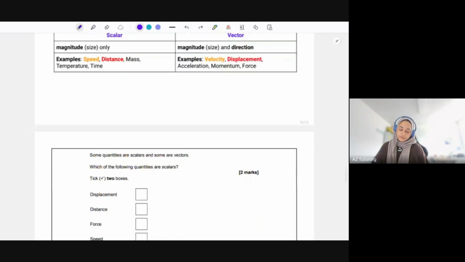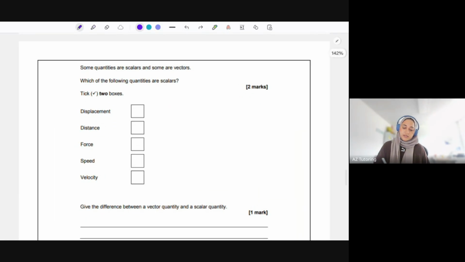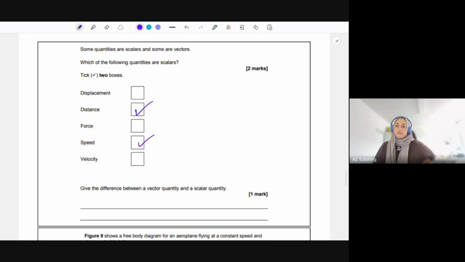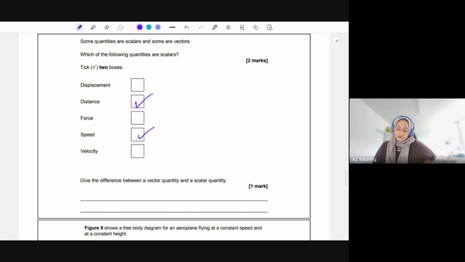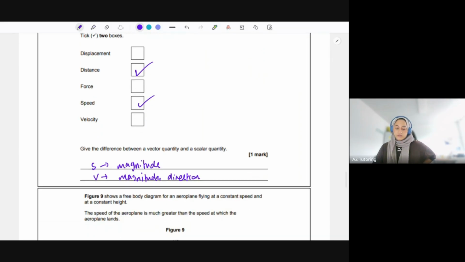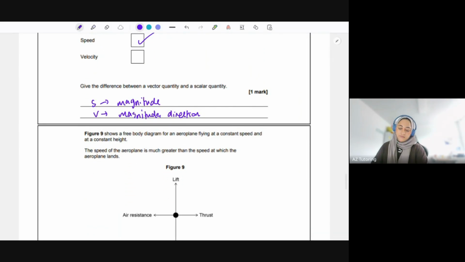So that's the reason why the colors are the same. Okay. We've got a question here. Some quantities are scalars and some are vectors. Which of the following quantities are scalars? That's distance and speed. You don't want to be losing basic marks on stuff like this. Give the difference between a vector quantity and a scalar quantity. Well, a scalar just has magnitude, and a vector has magnitude and direction. Please make sure you write the full words, scalar and vector. Just doing this because of time.